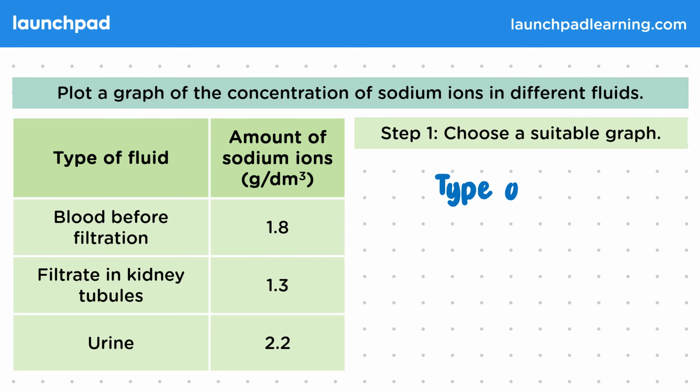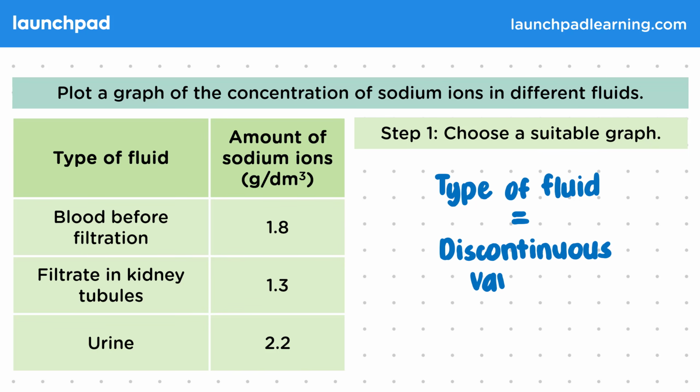The type of fluid that's been measured is a discontinuous variable. The types of fluid are categories, they can't be put onto a continuous number scale. Therefore, the appropriate graph would be a bar graph. Okay, now we've chosen a suitable graph, what's the next step?